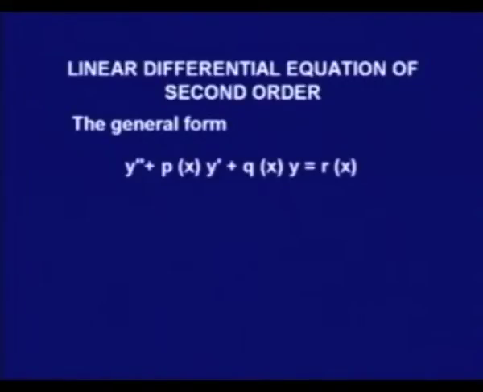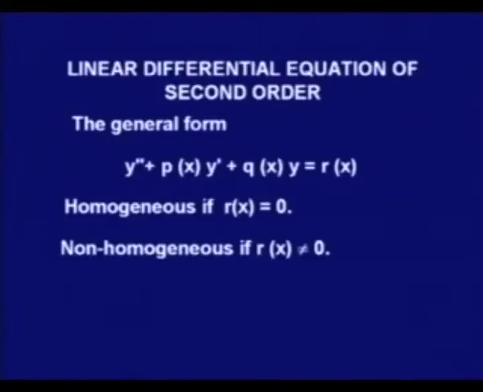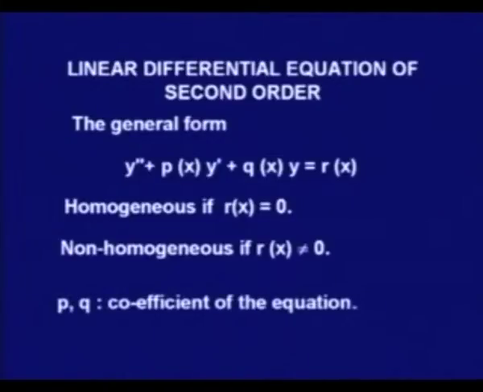Now, the right hand side r x and the coefficients p x and q x are functions of x only. So, any equation, if it can be written in this form, is called the linear differential equation of second order. Here if the right hand side is 0, then we call this a homogeneous equation. If r x is any function of x, we call it non-homogeneous. Moreover, p x and q x are called the coefficients of the equation.